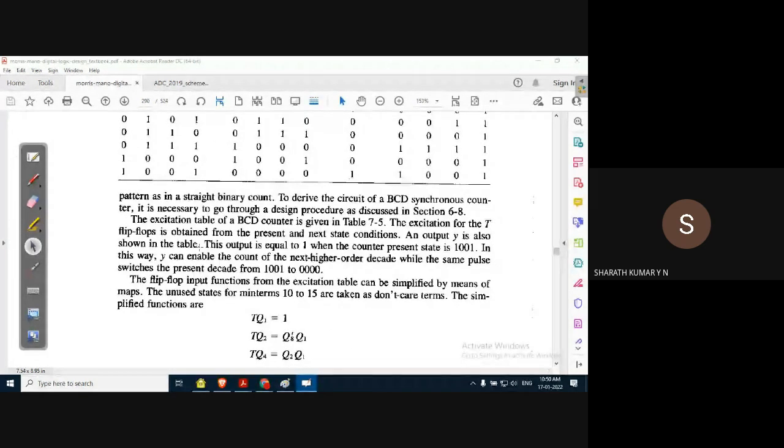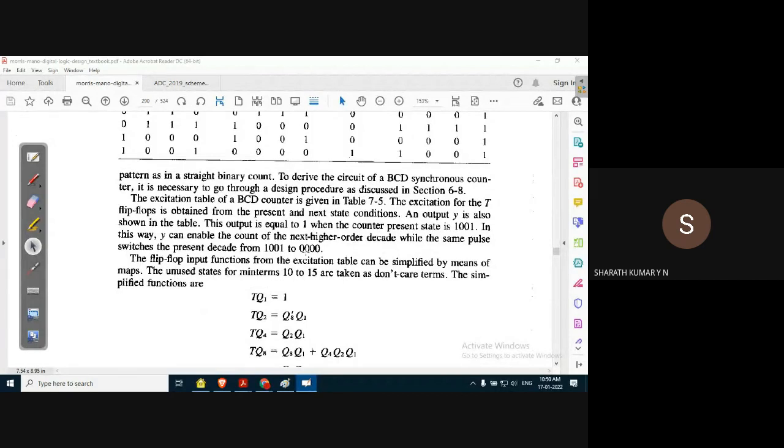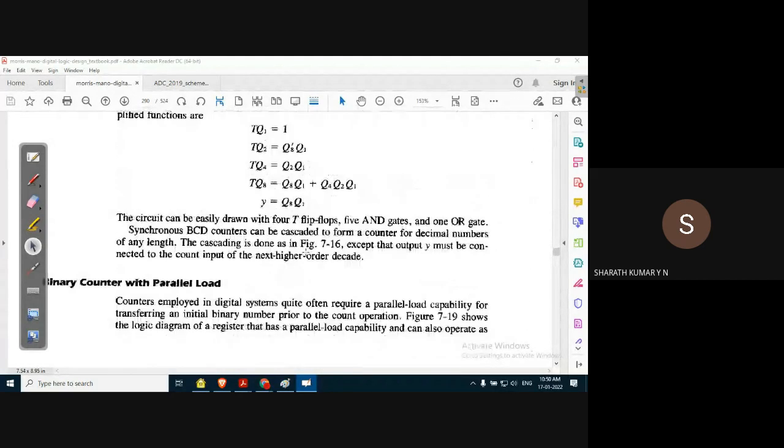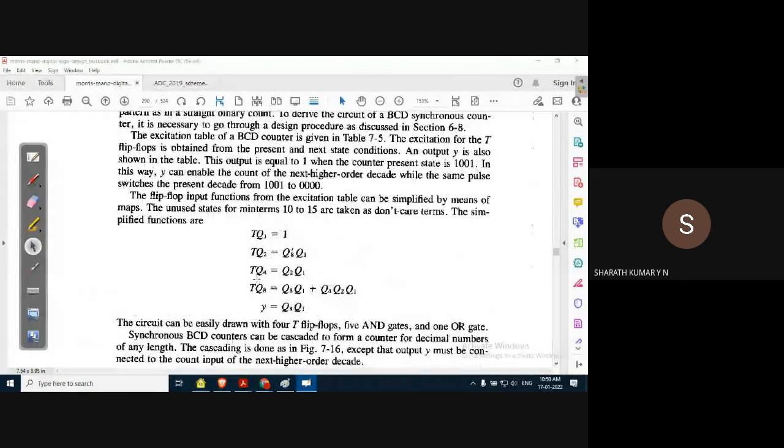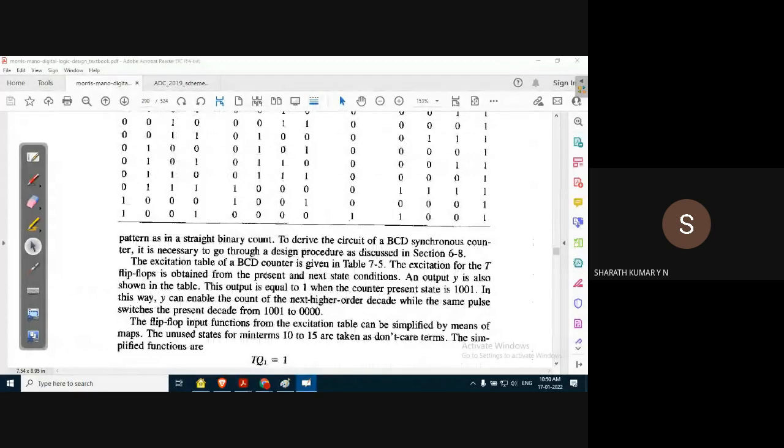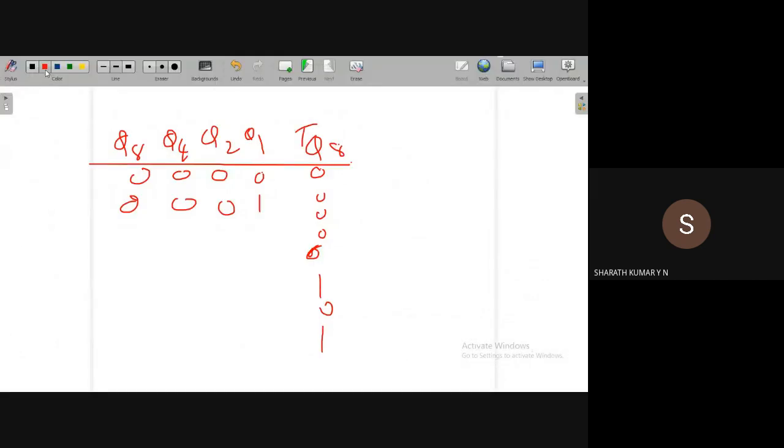The BCD input should be simplified functions, okay. And OR gate, just a second, I think it is from the next state, the output. Yeah, here it is. The output is equal to 1 when the counter present state is 0 0 0 1. Okay, this is the present state. That means present state, if it is 0001, it will be 0. Like this, when the last state is 1001, it should be equal to 1.